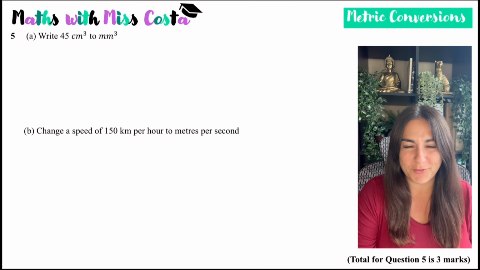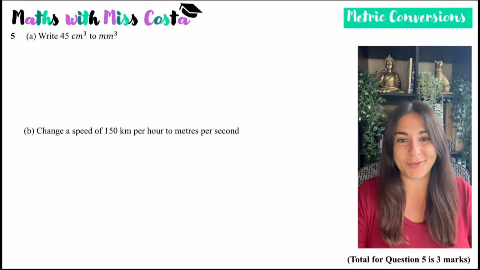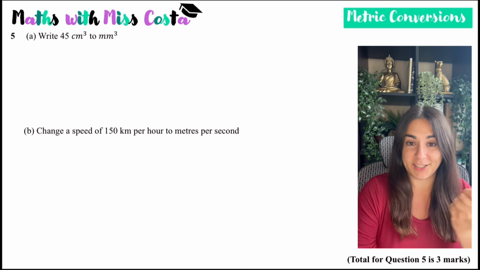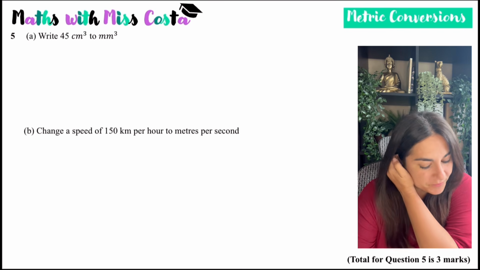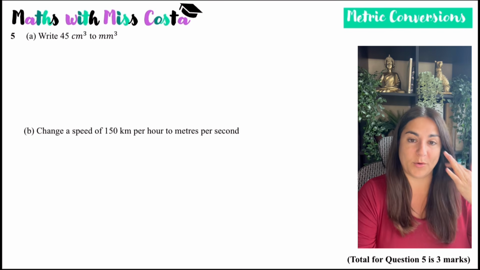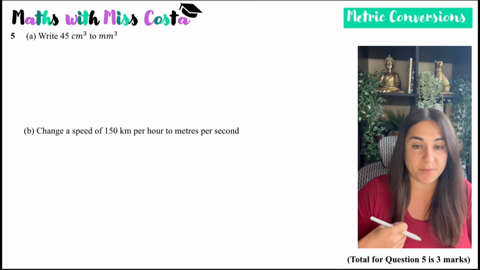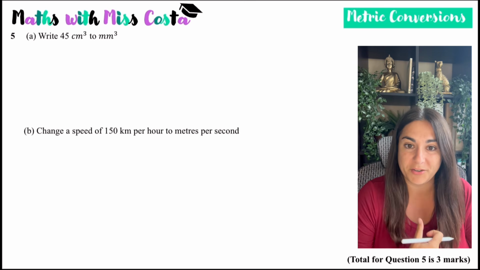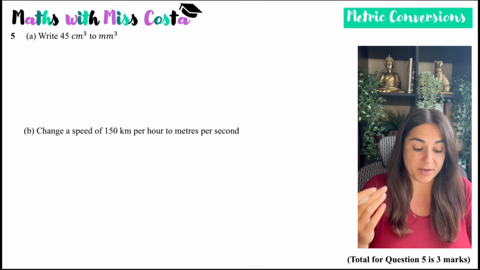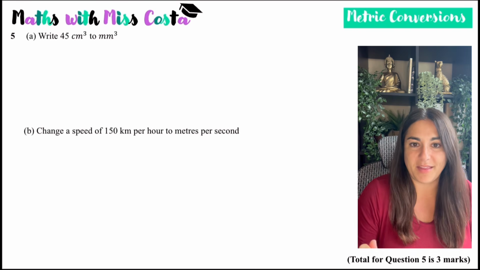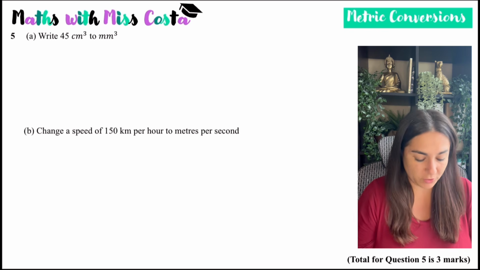Okay, and this question, we've got metric conversions, and these kinds of questions always really surprisingly catch people out. So think very, very carefully if they give you a question like this. I'm asked to write 45 centimeters cubed in millimeters cubed. Some of you might know your metric conversions off by heart, but if you don't, a really good method is to just try and visualize what's going on.